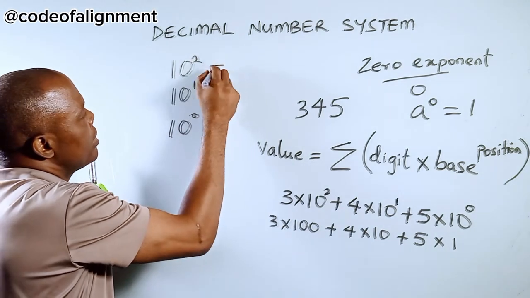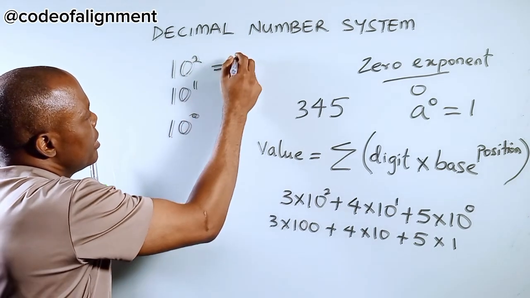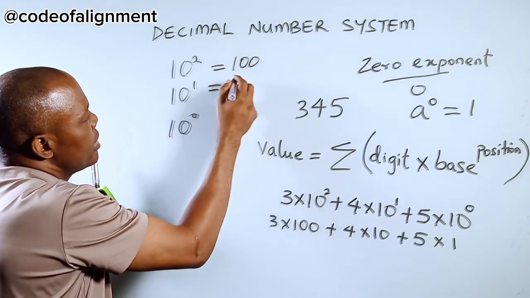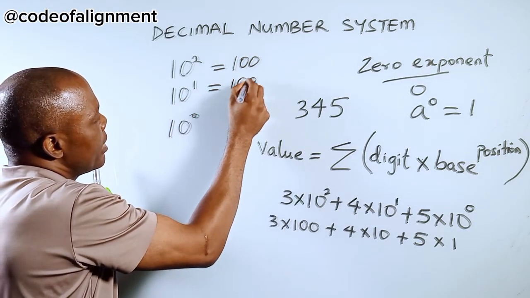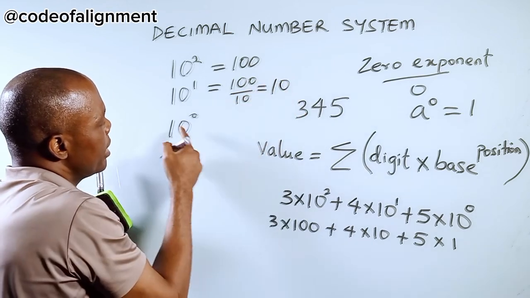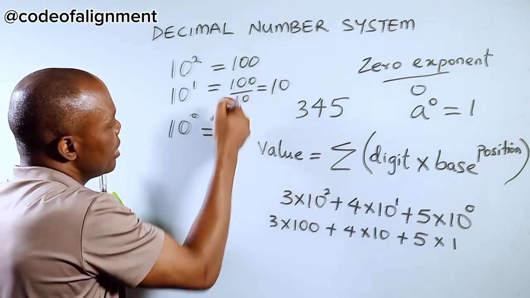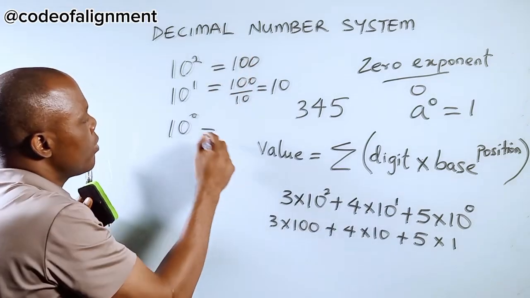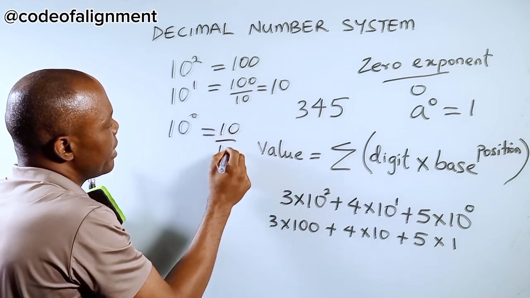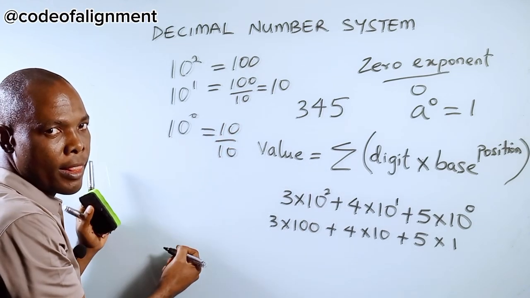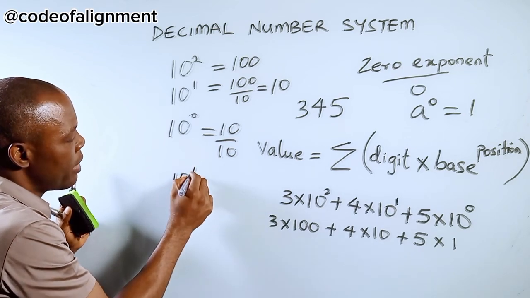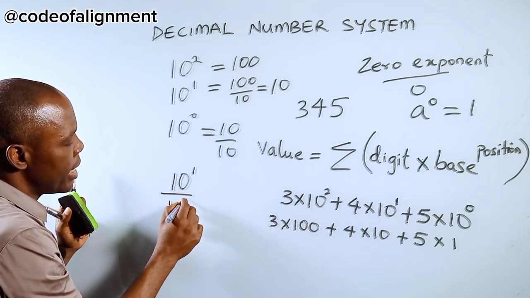So this one is the same thing as this. This is 100, right? So this one is the same thing as 10. That is 100 divided by 10. That will give us what? 10. This one, if you follow that pattern, will be the same thing as 10 divided by 10. And 10 divided by 10 is what? 10 raised power 1 divided by what? 10 raised power 1.